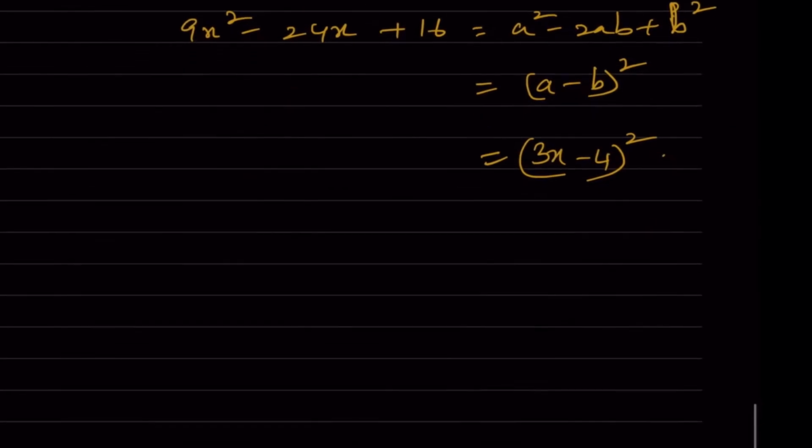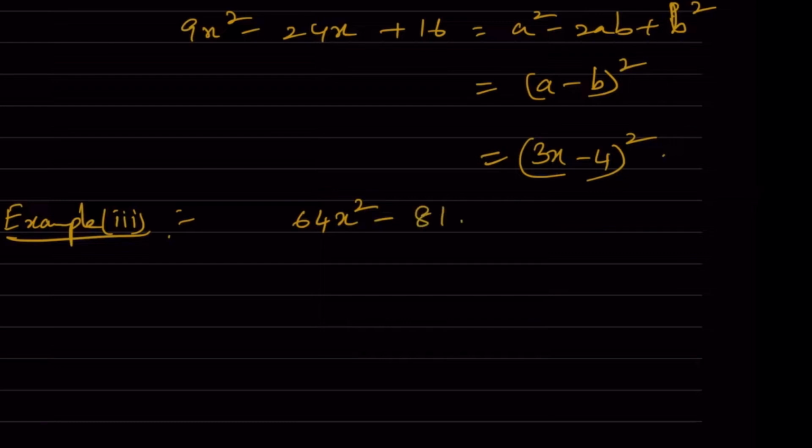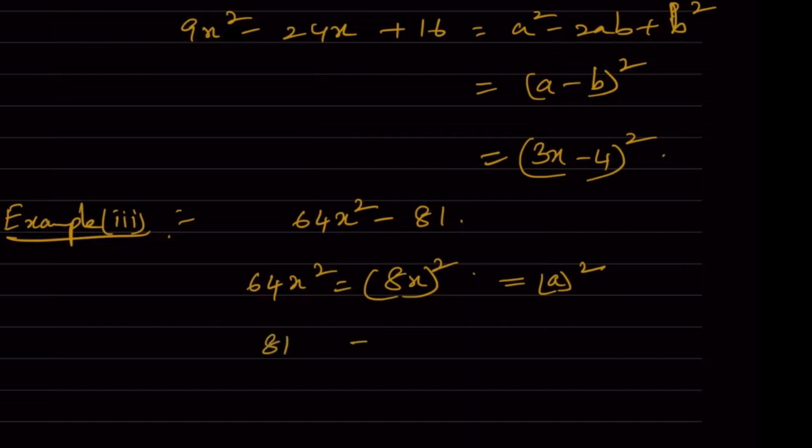Now for example 3, how do we factorize this type of problem? Suppose you have 64x square minus 81. How do we write this? What are the factors for this? 64x square is written as (8x) whole square. 8 8s are 64, x into x is x square. So this is a square, and next, what is 81? 9 whole square, which is equal to b square.